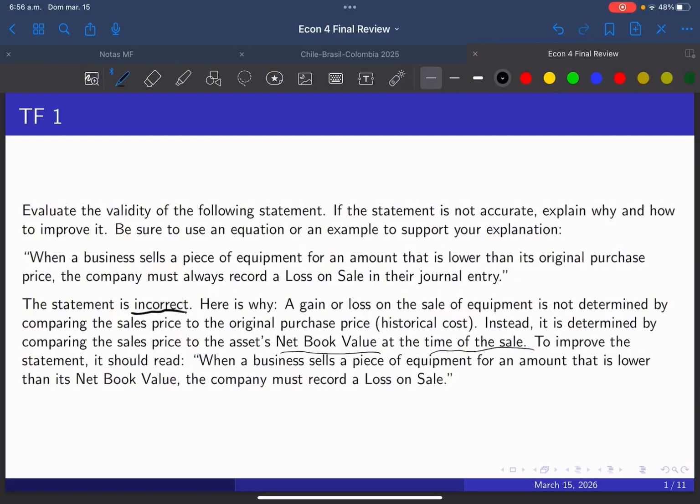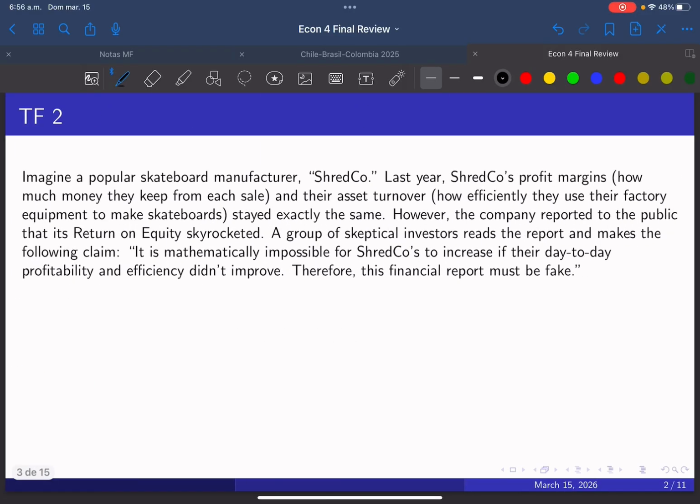And so the idea here is if you buy a piece of equipment and then use it for 20 years and then sell it, it makes sense that you would be getting less than the original purchase price. But that doesn't mean that you're recording a loss because you also got to use that equipment. And so that equipment deteriorated and lost value over the years, and so then that's what you want to compare with for the sale. Okay, next true or false question.